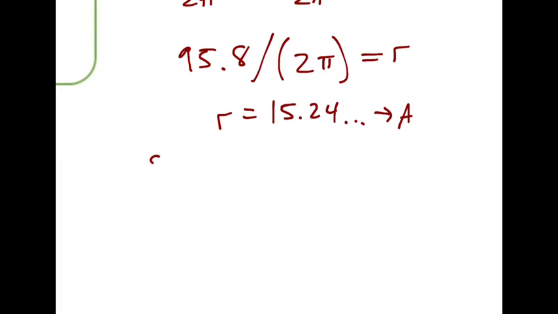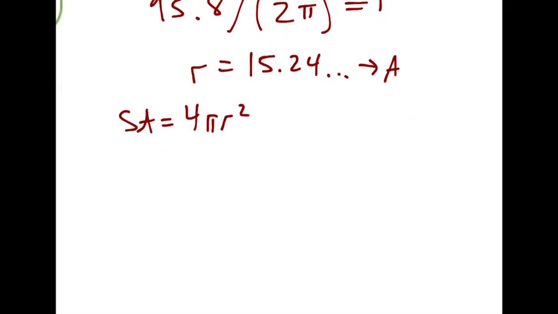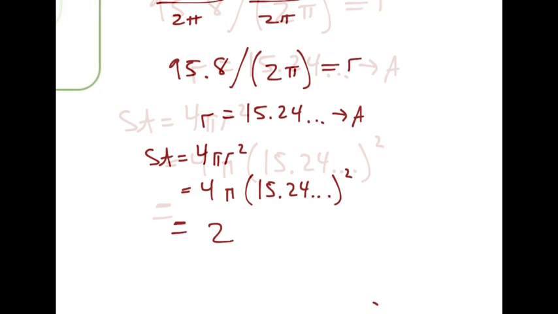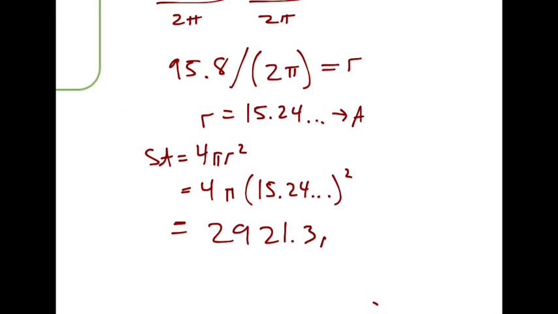Surface area is 4 pi r squared. So, just plug it in. 4 pi times 15.24 squared. For the 95.8, when you're trying to find the radius, what's the slash mean? Divide. Okay, so what do you get when you find the surface area? 2921.3 square meters.